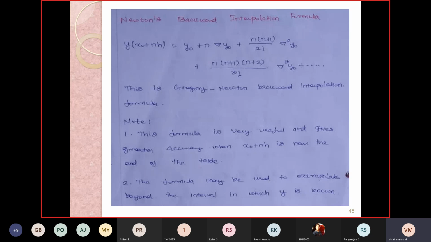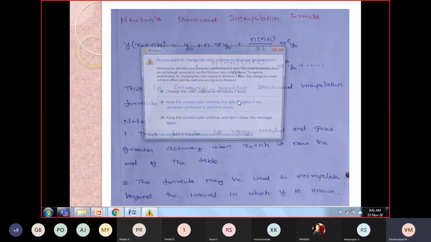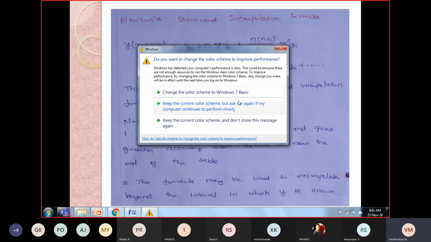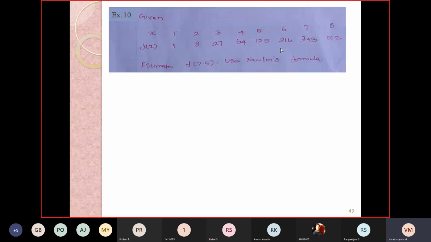There are two points we need to remember during the application, and I will discuss that a little later. When there is a need to find the unknown with respect to the data at the end, at that time we need to depend on Newton's backward interpolation. That we'll see during the solution. And please make a note. This is your example 10.